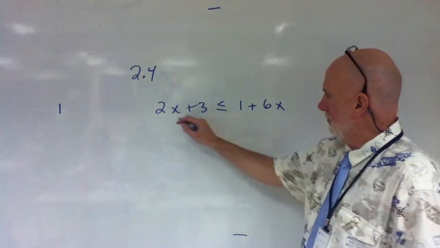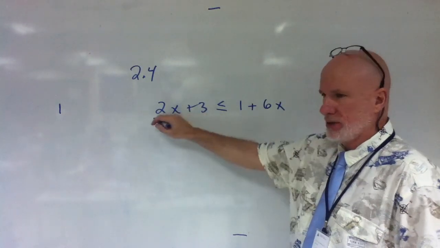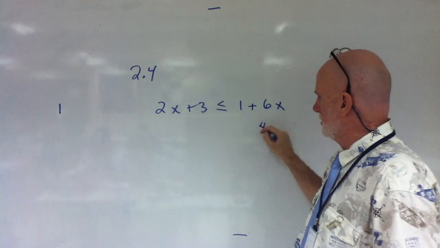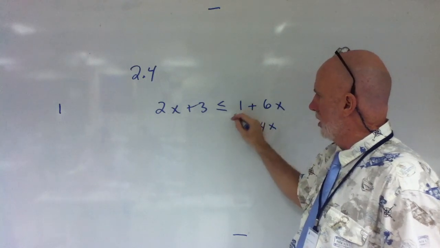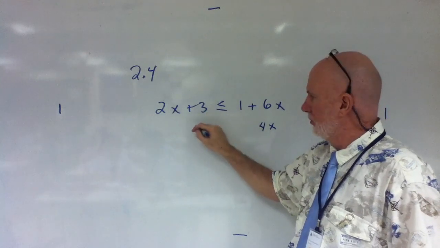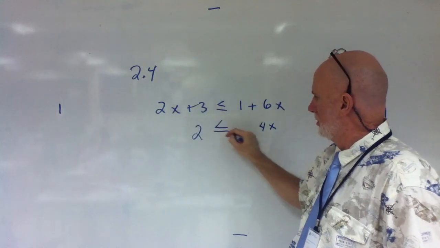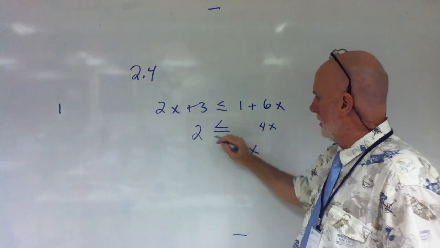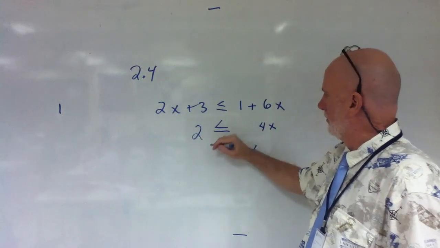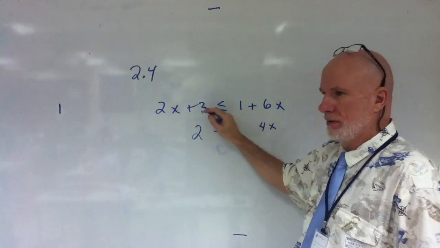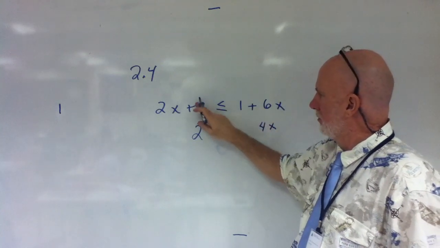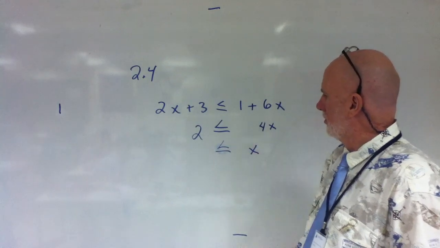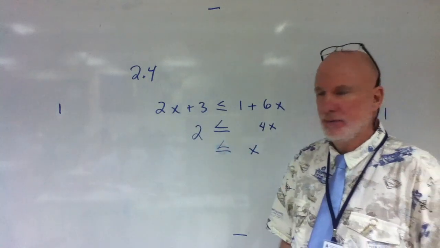I want to get this 2x over here, I'll put it over here, and you get 4x. And then the 1 over to here, you get 2. Is that correct? No, I think it's 1. What did I do? Oh, I thought this was a 2. So, is this right?